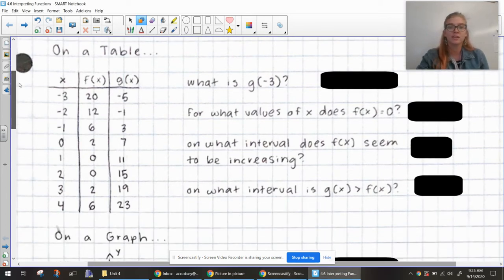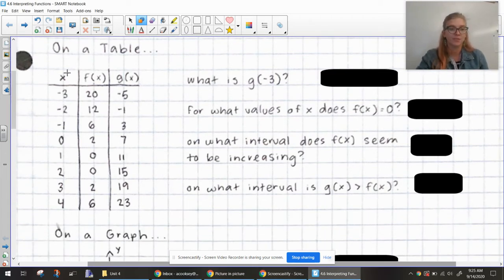So let's start with on a table. So here we have a table and we're given some x values, and then we're given some f of x values and some g of x values. So this means that when I input -3 into the function of f of x, out comes 20. But if I input -3 into the function of g of x, out comes -5. So that's what this table is telling us. So let's go through some traditional questions that would be about this table and answer them.